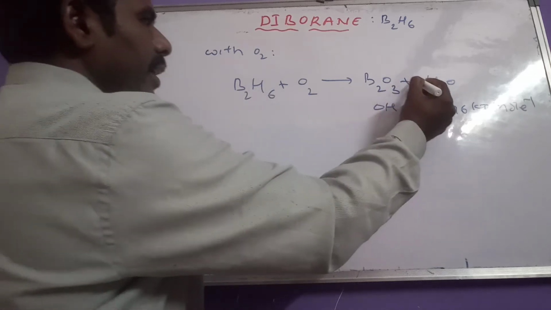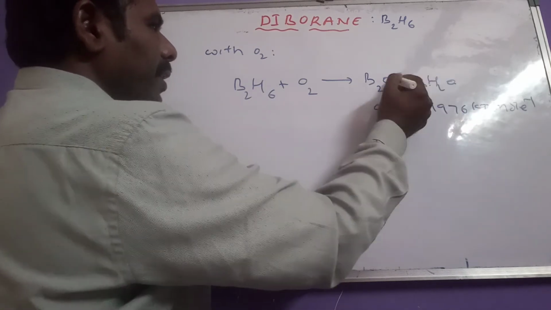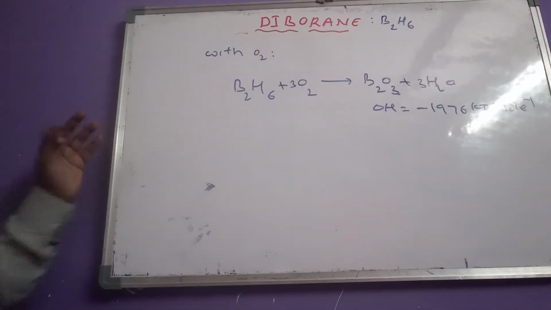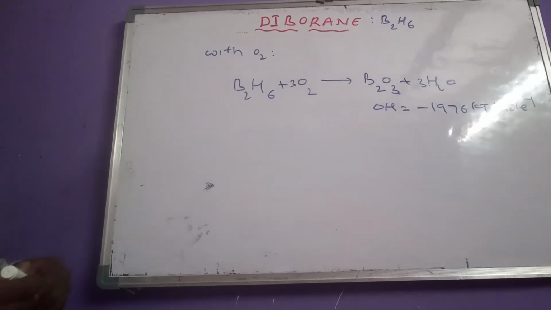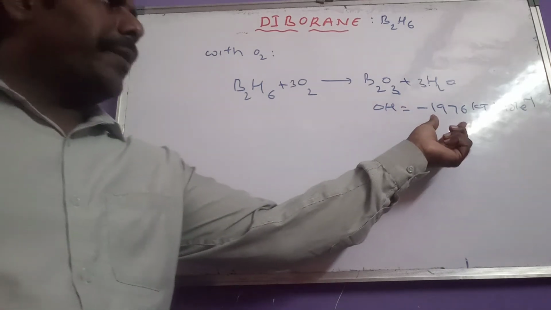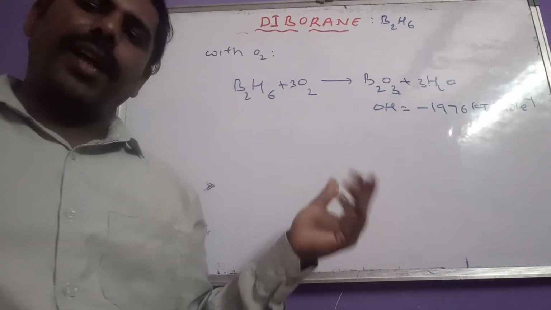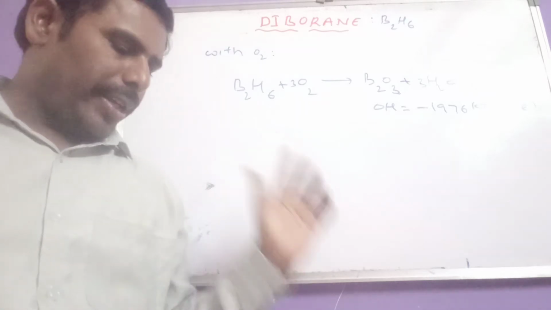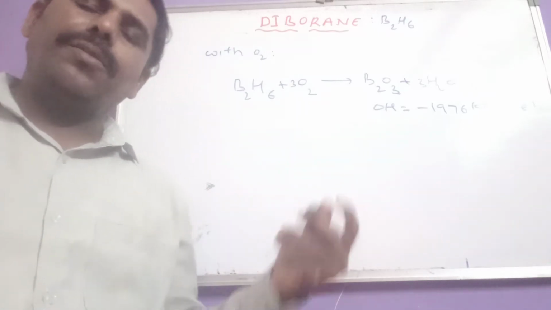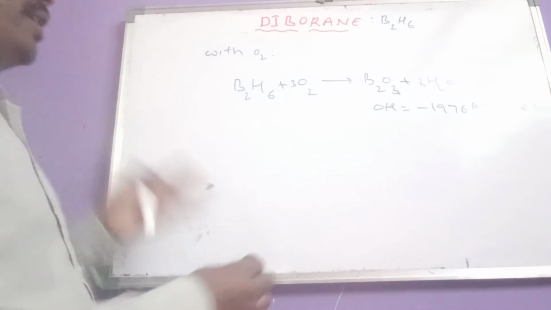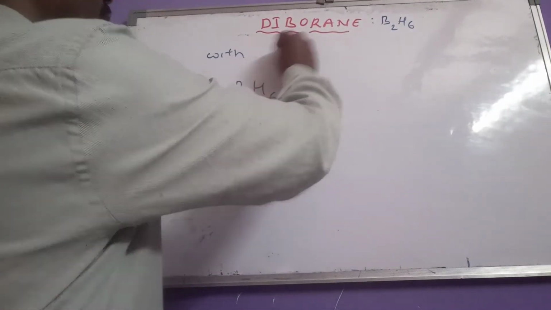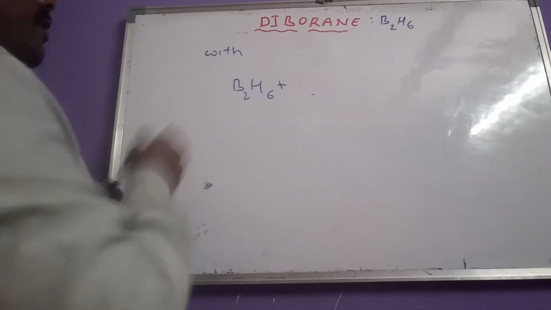To balance this equation, we have to go for the balancing here. B2H6 gives 3H2O, so 3 plus 3 is 6 oxygens, which means we have to write 3O2. So this is the balanced equation for combustion of diborane. And due to the liberation of this much energy, diborane is used as a rocket fuel. Okay, this is the reaction with oxygen.